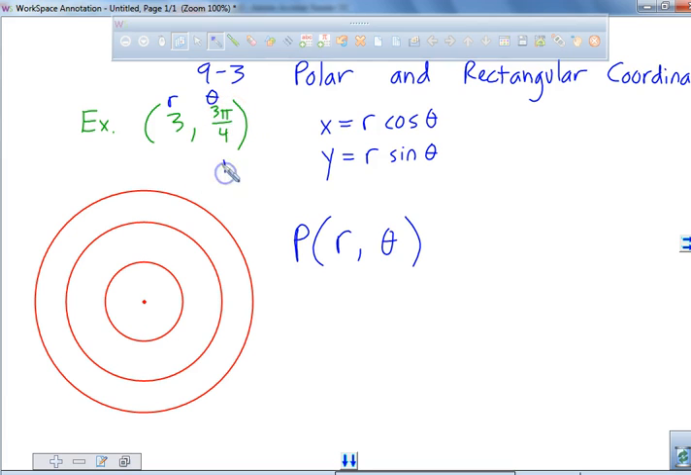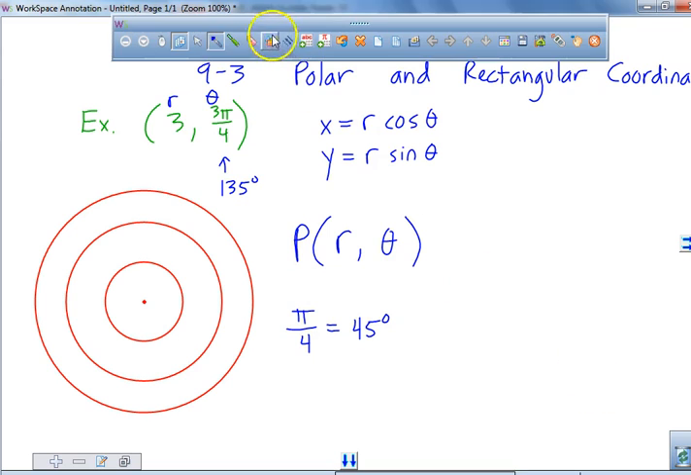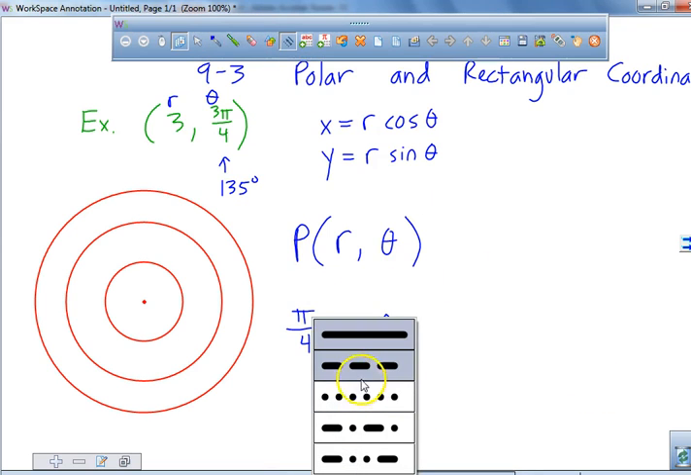Now, by the way, in case you're wondering where 3 pi over 4 was, that is equivalent to 135 degrees. Quick review. Every time you jump up pi over 4 radians, that means you're jumping up 45 degrees. So how many pi over 4s do I have? 3. So if you multiply 3 times 45 degrees, that means you're at 135. There you go. The answer was on the board.